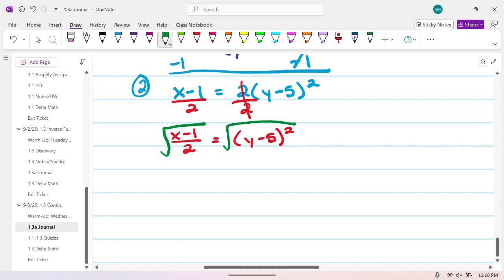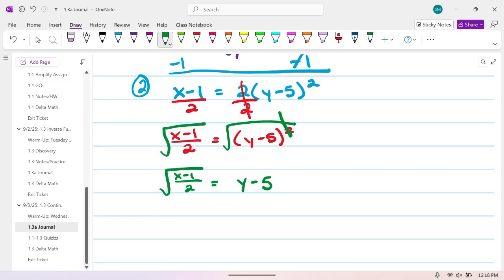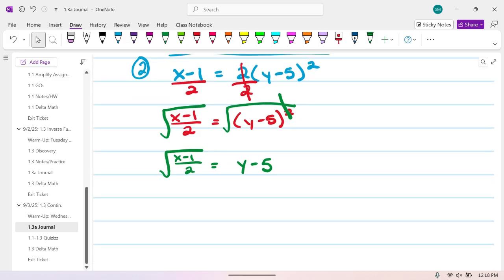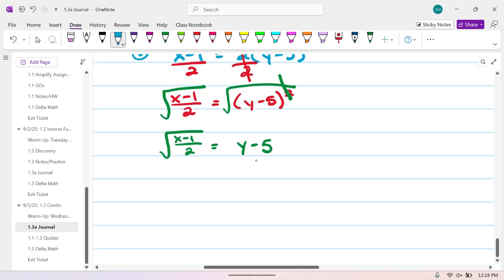Now, that may look complicated on the right side, but in reality, boom, it's gone. We're left with whatever's under the radical, which is y minus 5. So I'm left with the square root of (x minus 1) over 2 is equal to y minus 5. So the parentheses are technically gone now because that's all that's left. So what's my last step here? Add the 5. So if we add that 5 to both sides.